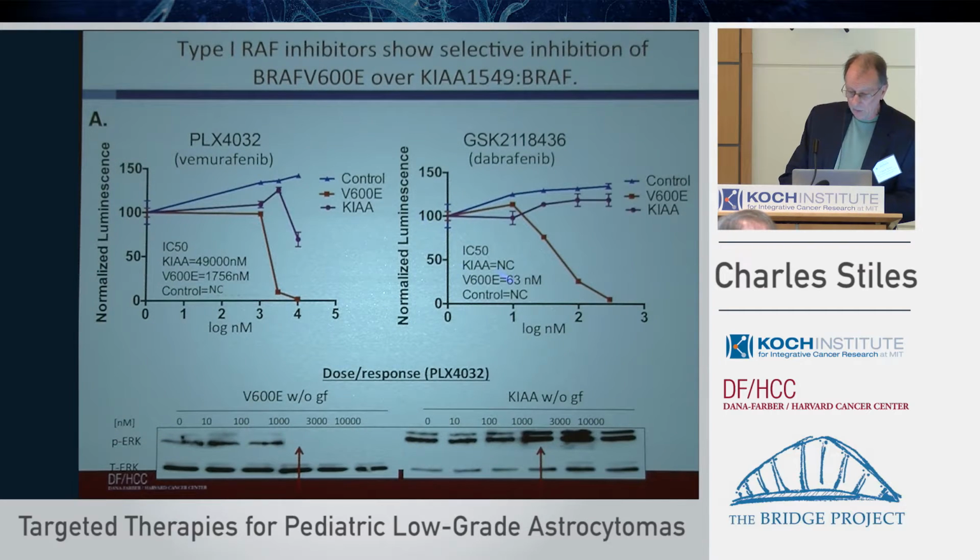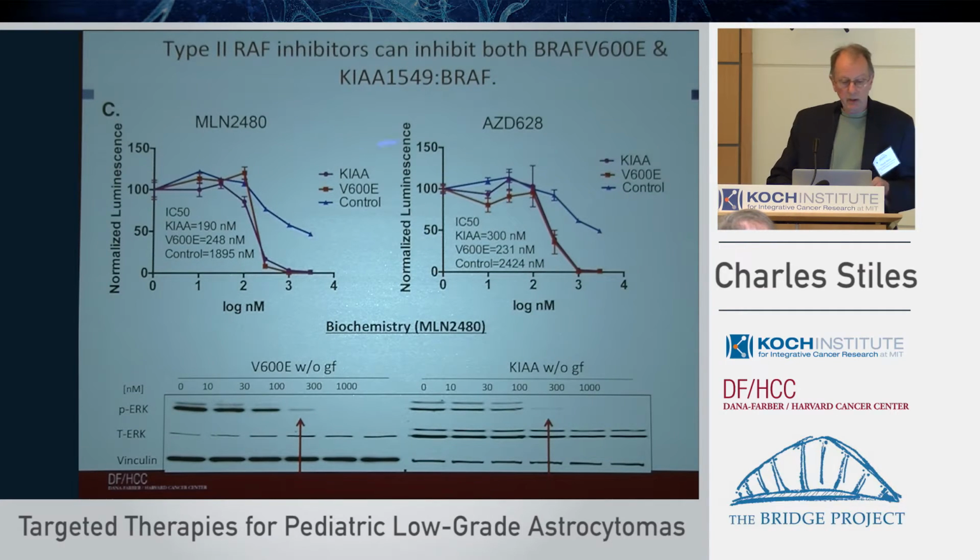Bad news for kids. Here are the pair of the type 2 inhibitors we got from our medicinal chemistry core, efficiently hitting both the V600E and the truncation fusion. None of this paradoxical activation business. Everybody's shut off.